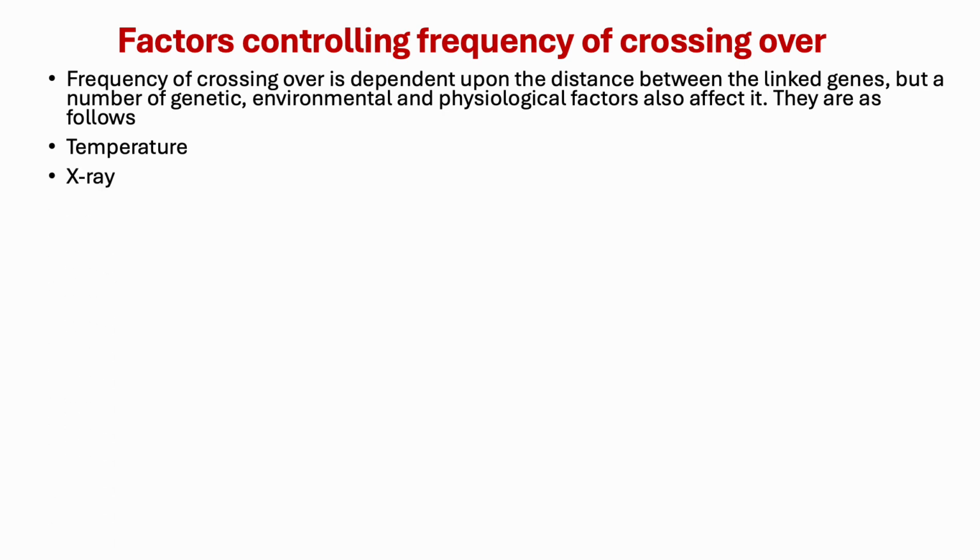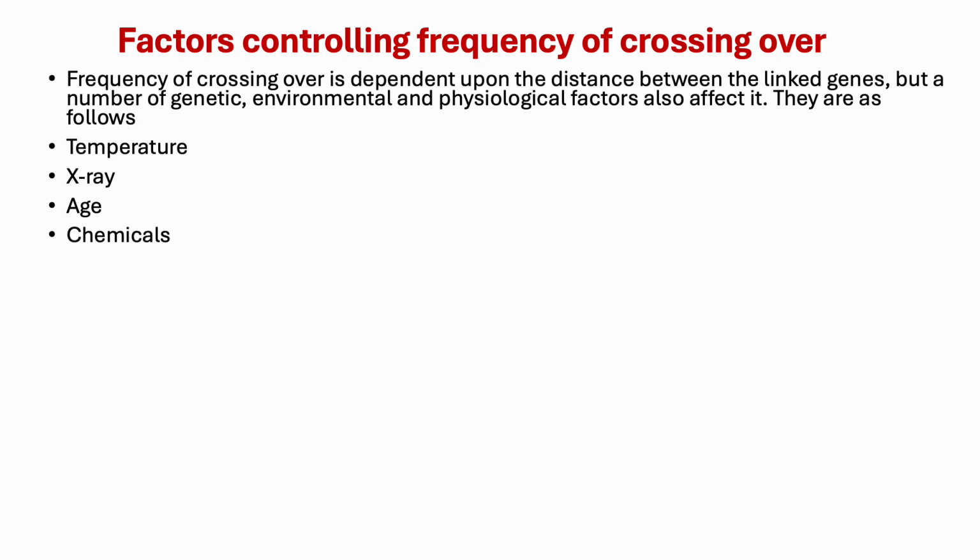The second one being the X-rays. Muller has discovered that exposure to X-ray and other radiations increases the frequency of crossing over. The third one being the age. The frequency of crossing over decreases with increasing age in female Drosophila. That was a study done on Drosophila, from which they have come to the conclusion about the controlling factor as age.